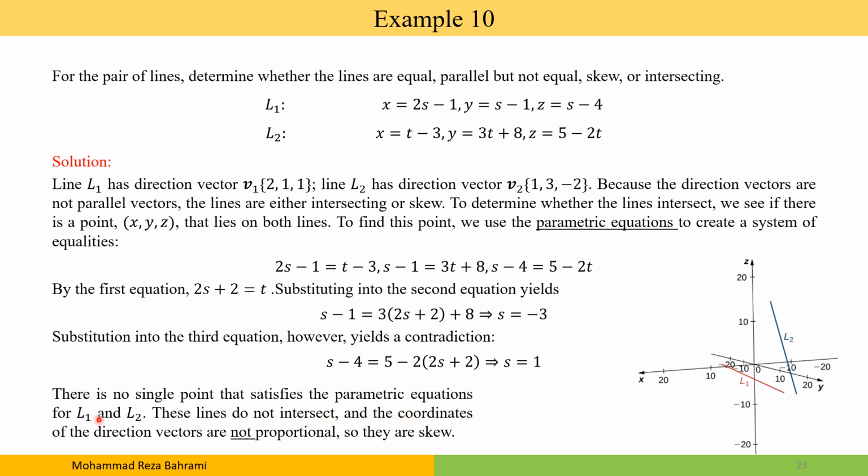And the coordinates of the direction vectors are not proportional. We know it from here. So which means that they are skew. So you can see it here. They are not parallel and they are not intersecting.